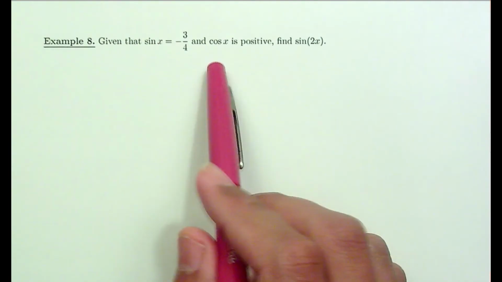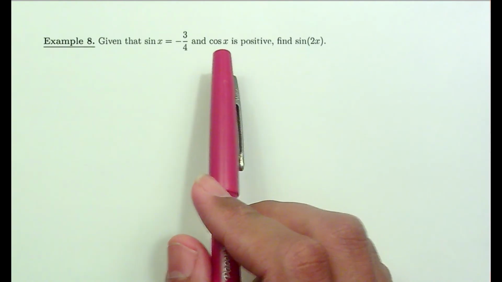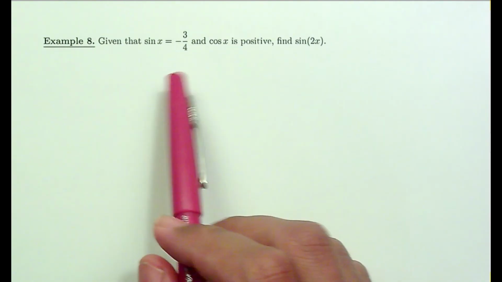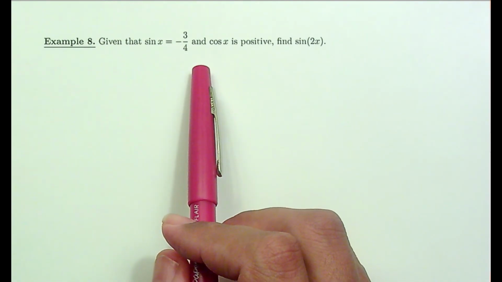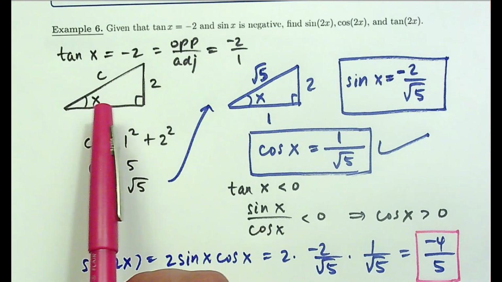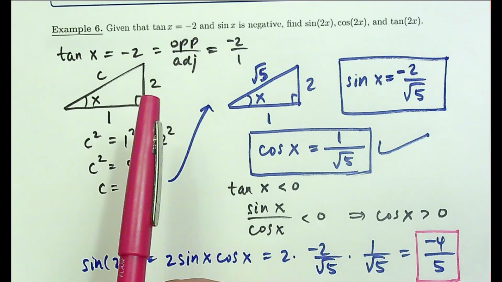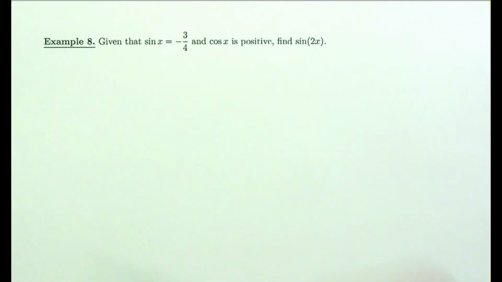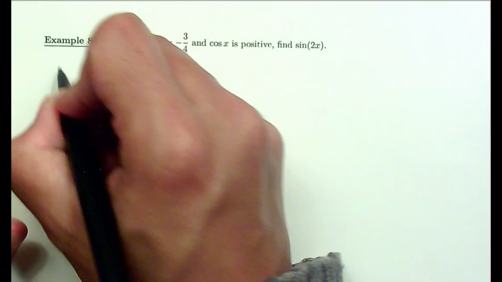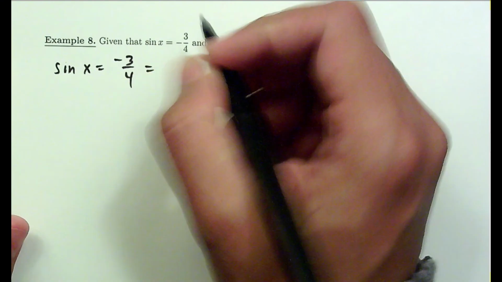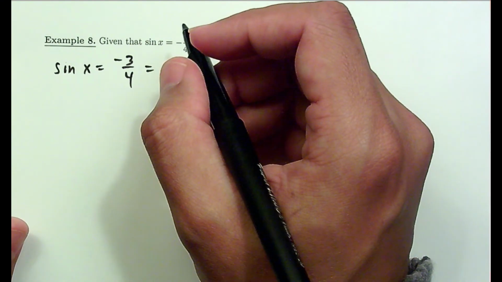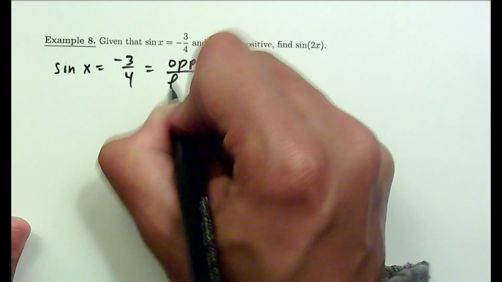In order to do that, you could do this either using the Pythagorean identity, cosine squared plus sine squared equals 1. That's the way we learned how to do this back at the very beginning of the semester. Or you could do it using the right triangle. Either way you want to. I'm going to do it this way again. So that means we're going to draw a triangle. First of all, let me write down sine of x equals negative 3/4. And according to SOHCAHTOA, that is opposite over hypotenuse.